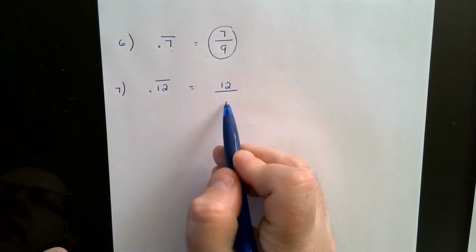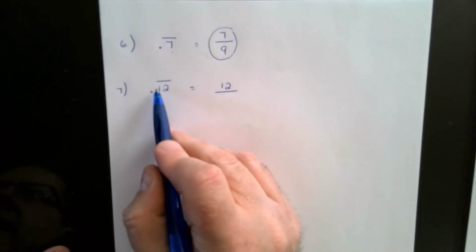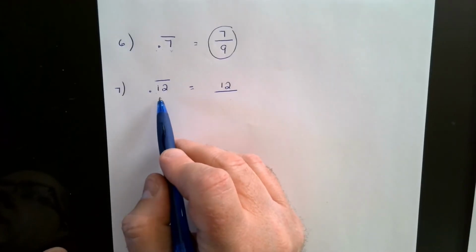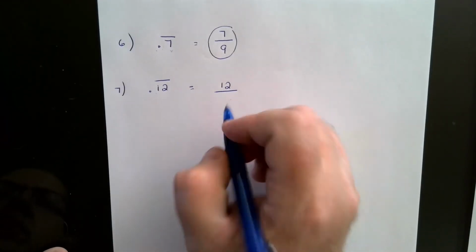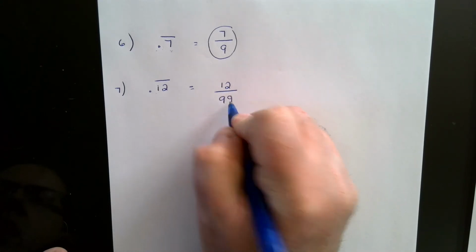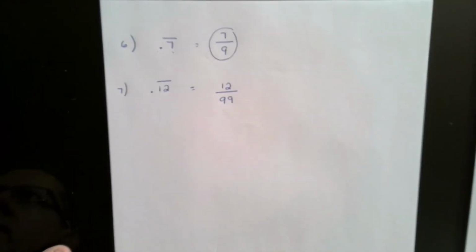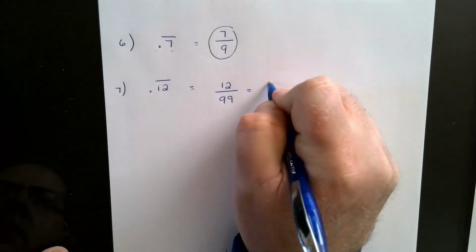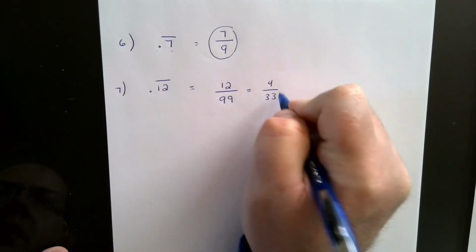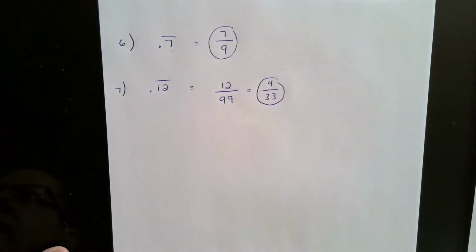But once again, we are not going to use zeros because we have the repeating bar. This time there are two digits repeating, so we're going to use two 9s on the bottom. So we end up with 12/99. Now we do need to check to see if that reduces, gets any smaller, and that will reduce down to 4/33. And that is my final answer.